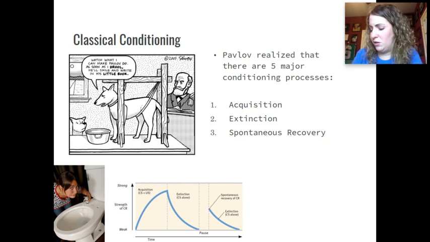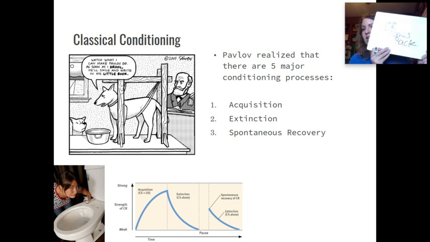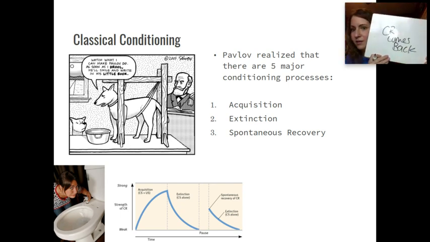And so salivation to the bell comes back. What are those letters? Salivation to the bell. Is it learned or is it unlearned? The bell's learned, so it's conditioned, and it's salivation, so that's a response. The CR comes back. It used to go away with extinction, but now the CR comes back. All of a sudden, you're salivating to a bell. You didn't even think about it anymore.